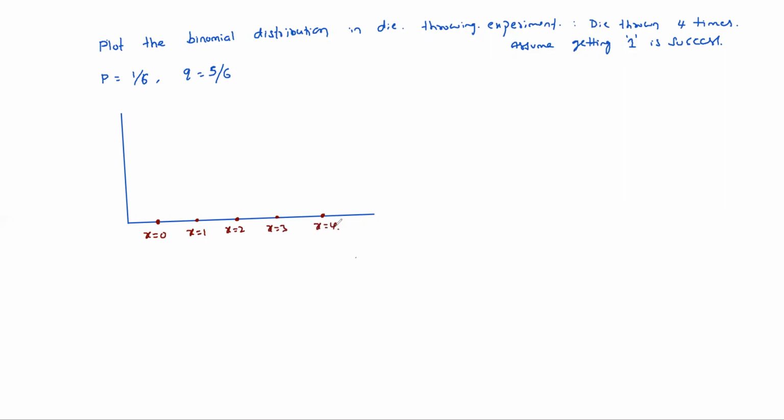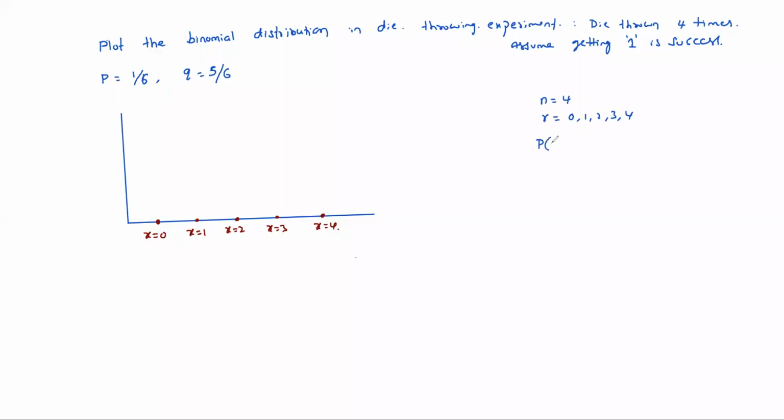That means you may get 1 zero times. You may get 1 one time only. You may get 1 two times only. You may get 1 three times. Or you may get 1 all 4 times. So 4 times you have thrown the die. So the 1 may come 0 times, or 1 time, or 2 times, or 3 times, or 4 times. But what is the probability? Here n equal to 4. R is varying. R is 0, 1, 2, 3, 4.